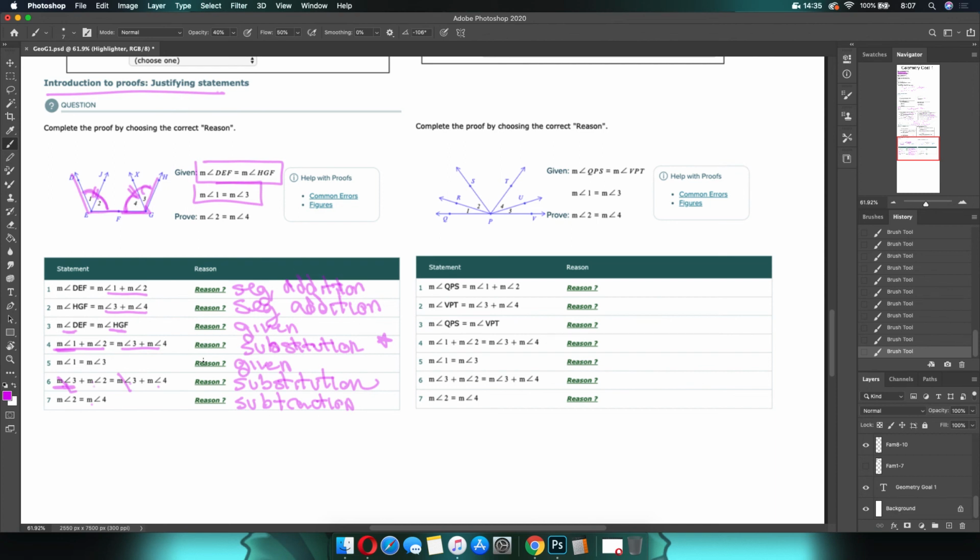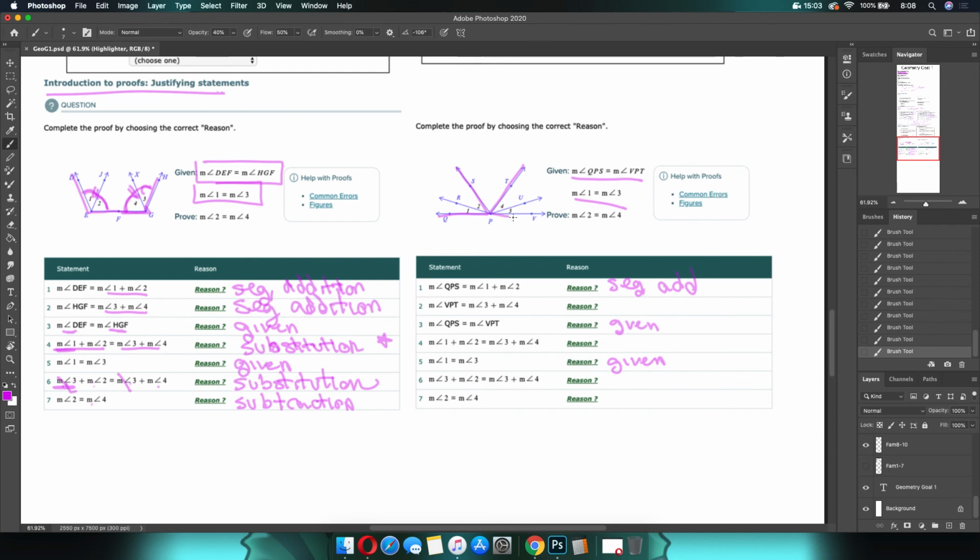This is going to take some practice, but it's worth investing the time. Next up, we have a given. Let's see here. There it is. Given. And then 1 equals 3. Given. So I found the easy stuff. Next up, QPS. QPS is this. So that's segment addition because two small angles add up to a bigger angle. So segment addition. I'm going to start shorthanding this.